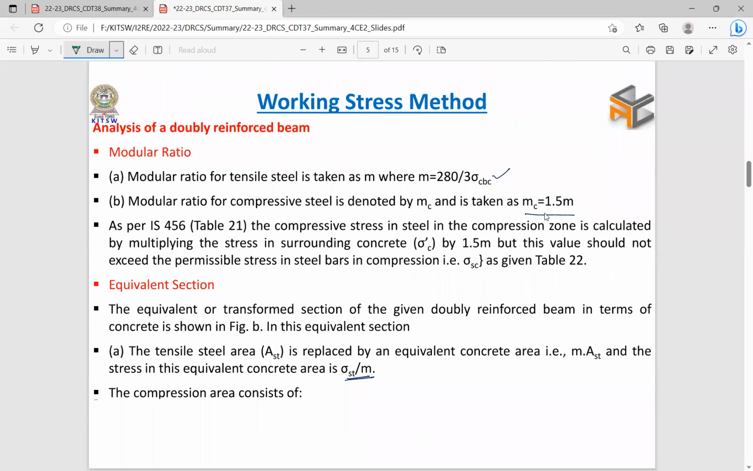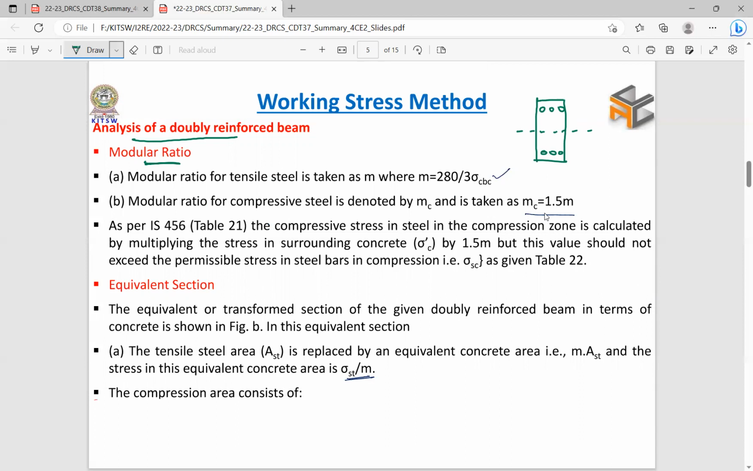So now we'll see the analysis of doubly reinforced beam. In the working stress method of design, for the analysis of doubly reinforced sections or singly reinforced beams, we'll use the modular ratio. We'll convert the section into an equivalent section. That means it's a composite construction: concrete and steel, reinforced RCC construction is a composite construction.